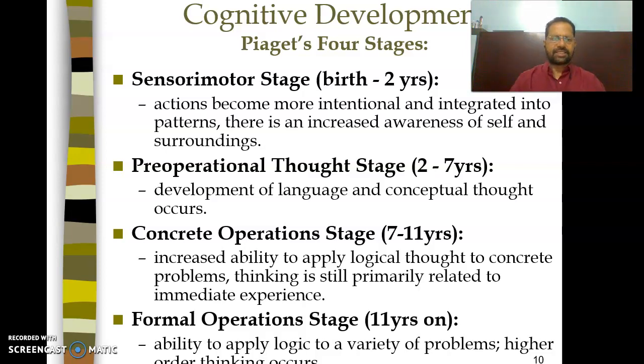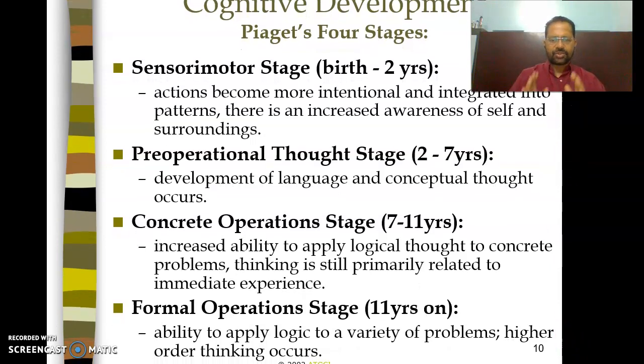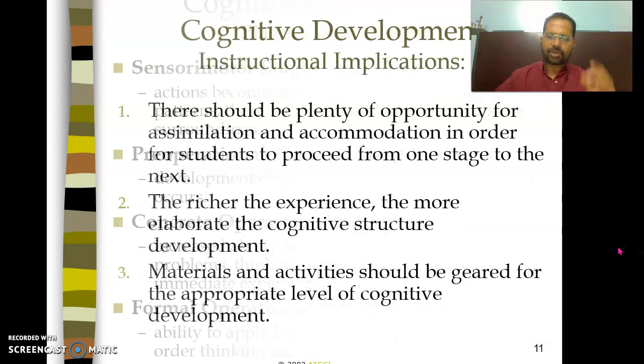Formal operational stage is a stage where they have the problem solving ability to apply logic to a variety of problems, higher order thinking occurs. Transfer of knowledge. All this is gifted to a child who has reached formal operational stage.